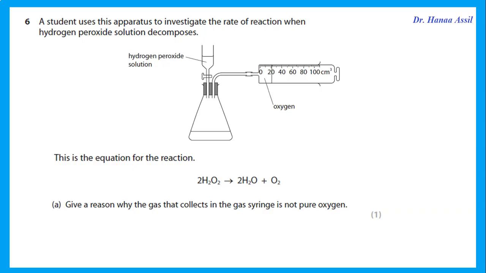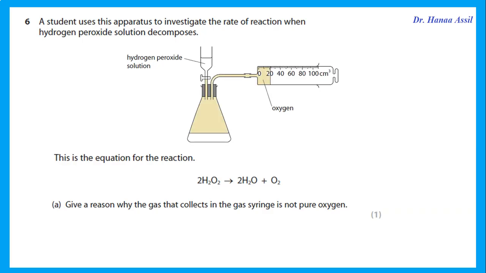Why is that? Well, that's because all that apparatus originally had air, air that has oxygen and other things. So the oxygen that is formed pushes the air into the syringe. So the air from the conical flask goes into the syringe in addition to the oxygen that is being formed by the reaction.